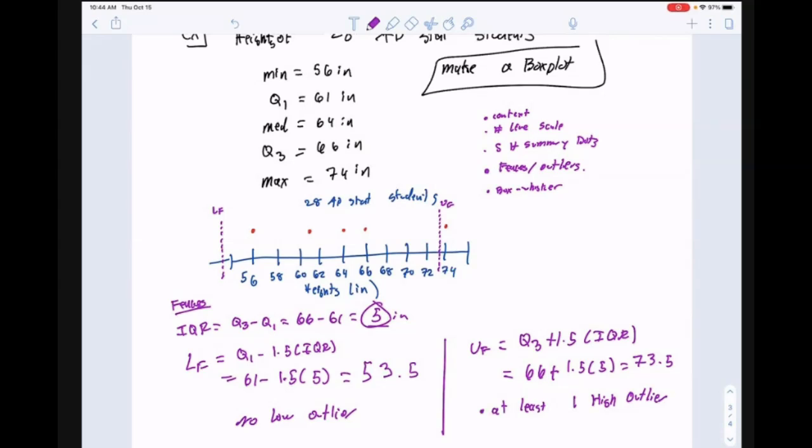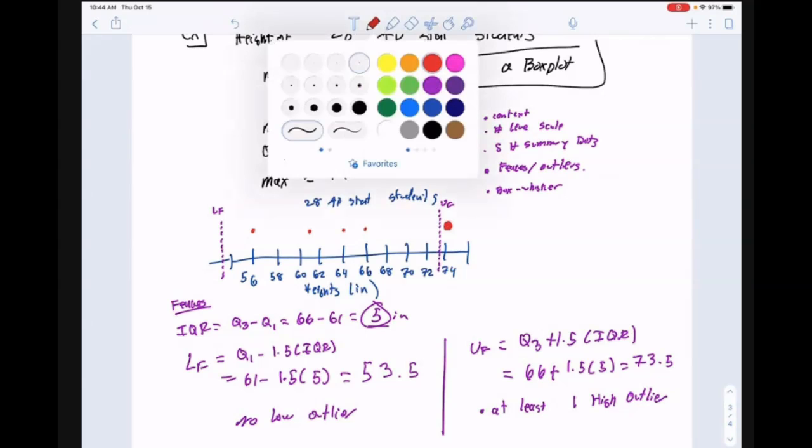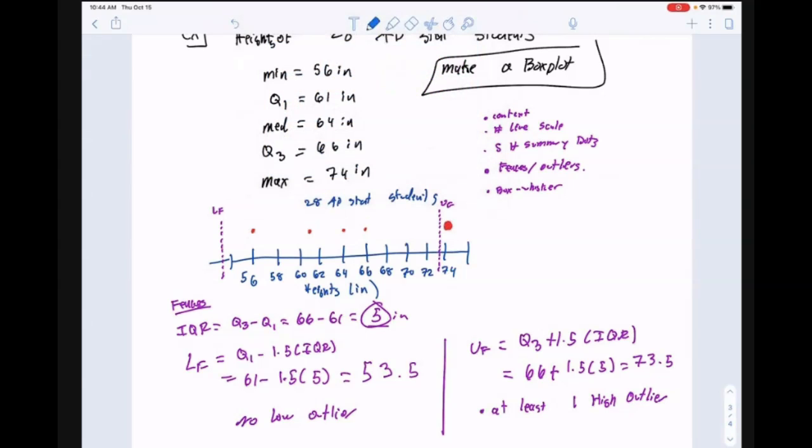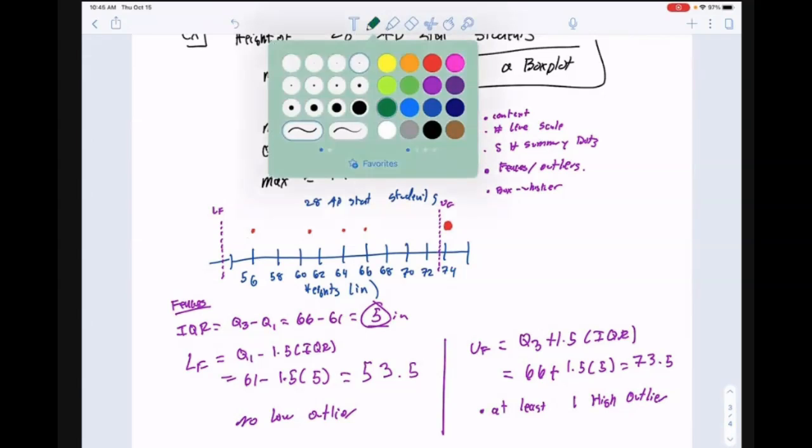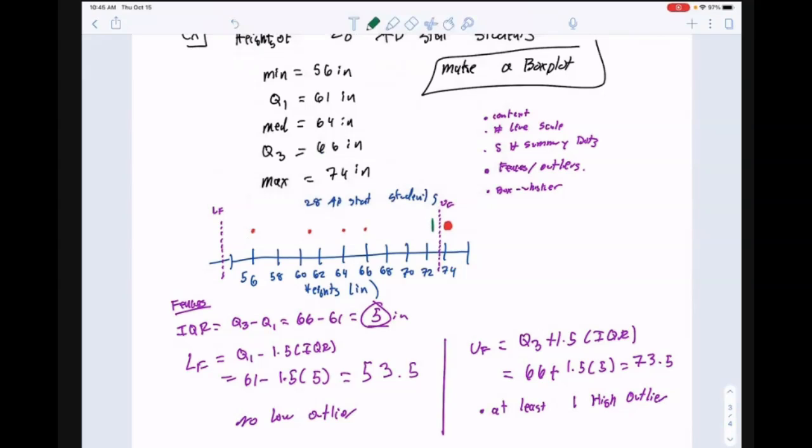Now, since that's an outlier, I have to go to the next highest point. Well, I don't know what the next highest point is. Since I don't have the actual data, I'm just going to put a line here. I just know that the whisker has to end before 73.5. The next tallest person might be 68 inches. I don't know. Really, I could have drawn it there.